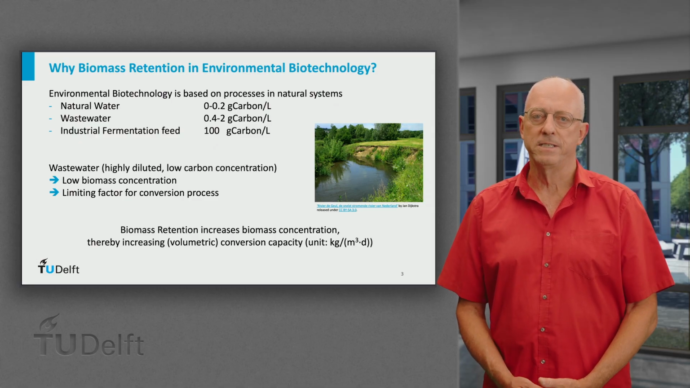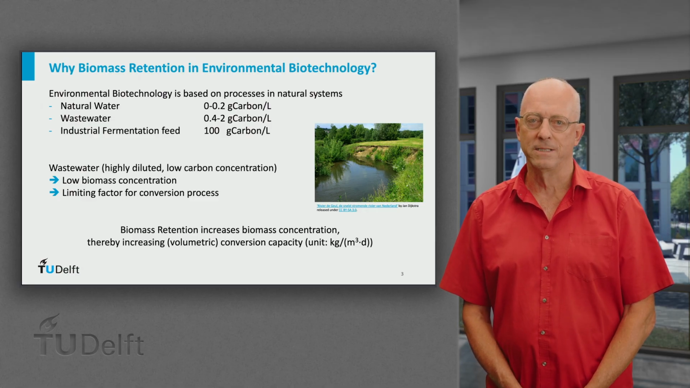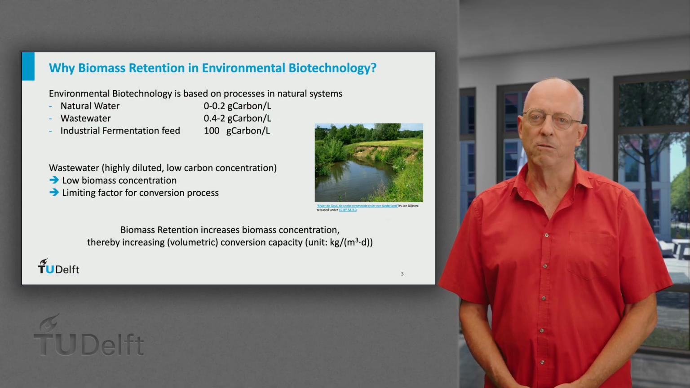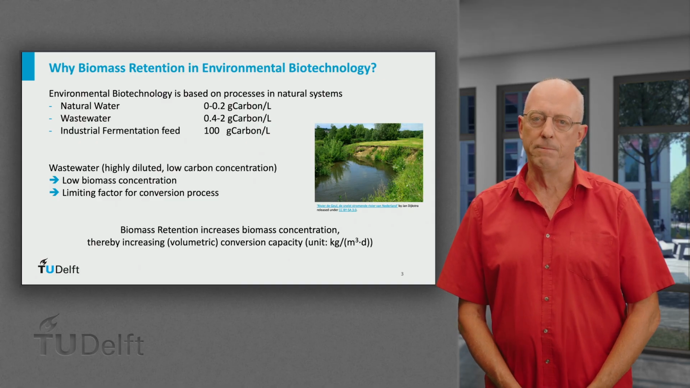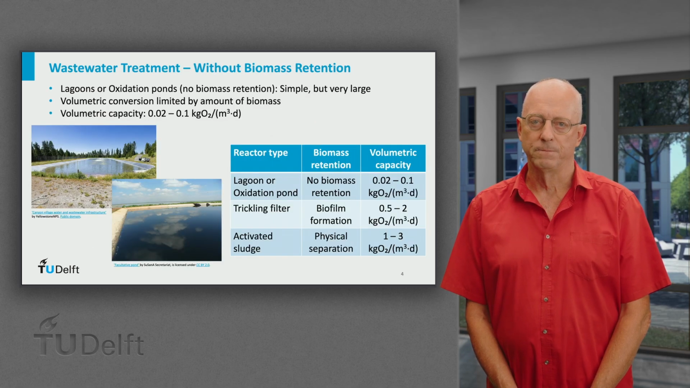Now, the amount of biomass that can grow depends directly on the available carbon. In industrial fermentation, you might produce 50 gram per liter of biomass. But in wastewater, this would only be 0.1 or 0.2 gram per liter of biomass. Low biomass means low volumetric conversion capacity, the amount of substrate you can process per cubic meter of reactor per day. By retaining biomass, we increase the concentration in the reactor, boosting the volumetric conversion capacity. This allows us to build smaller, more economical reactors.